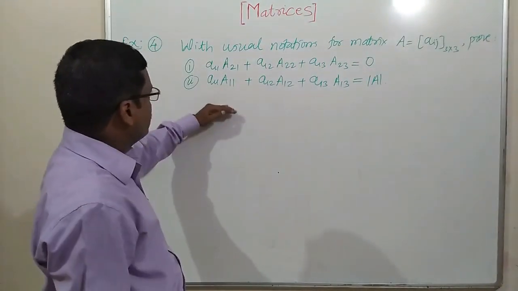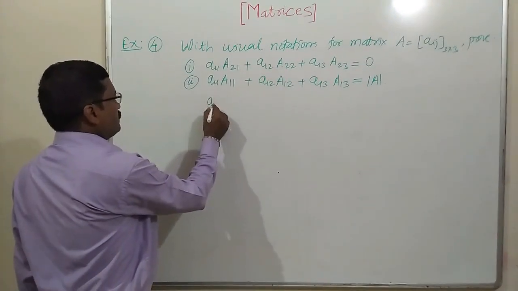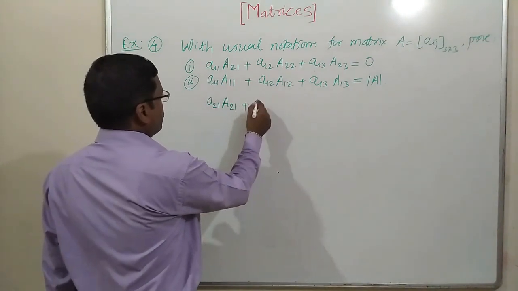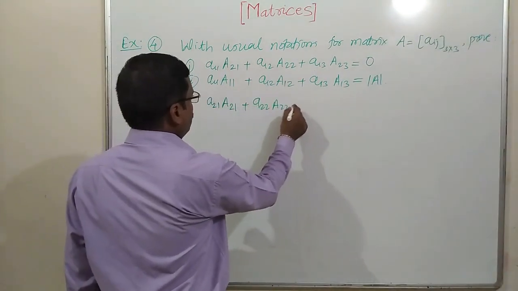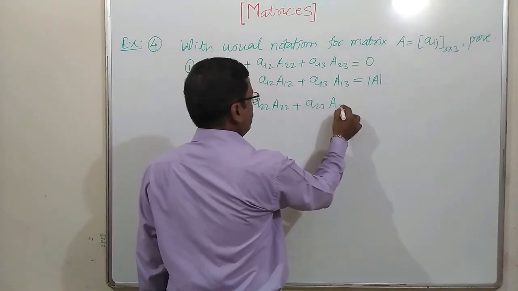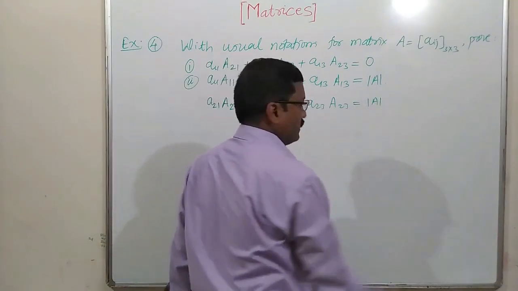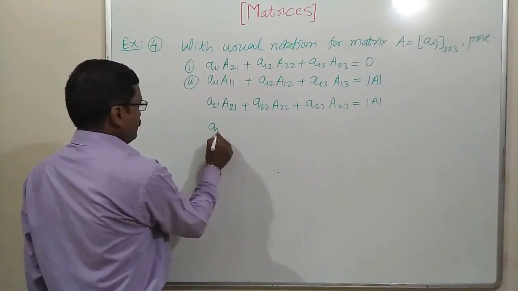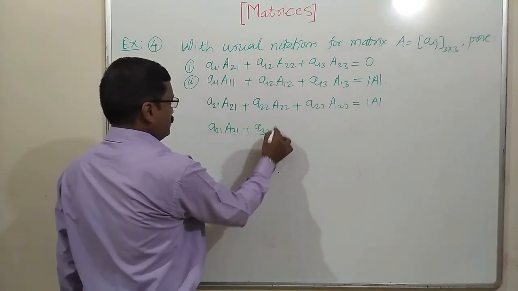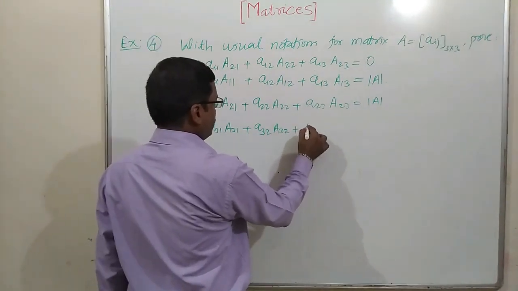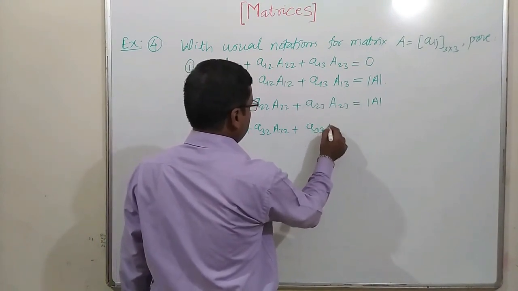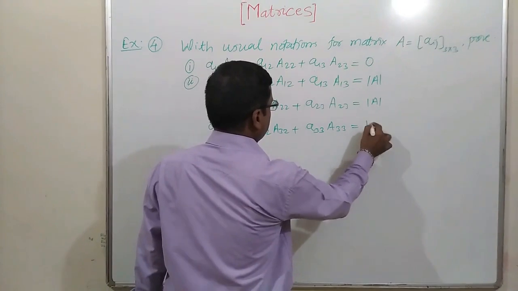We can get a similar result for this also by taking second row elements, that is A21, and the corresponding cofactor, that is A21, plus A22 plus A23 into A23, then it is also equal to determinant of A. And the third similar result is A31 plus A32 plus A33 into A33, that is equal to determinant of A.